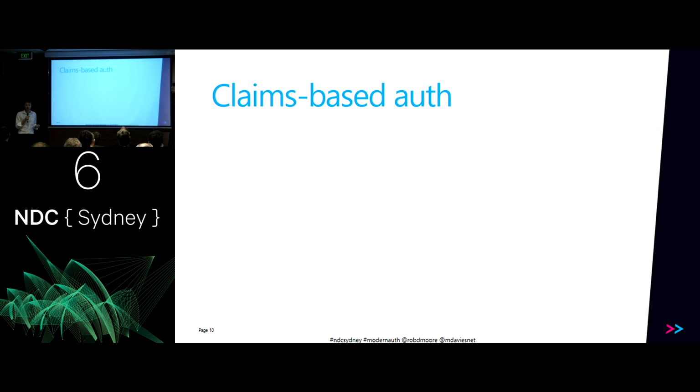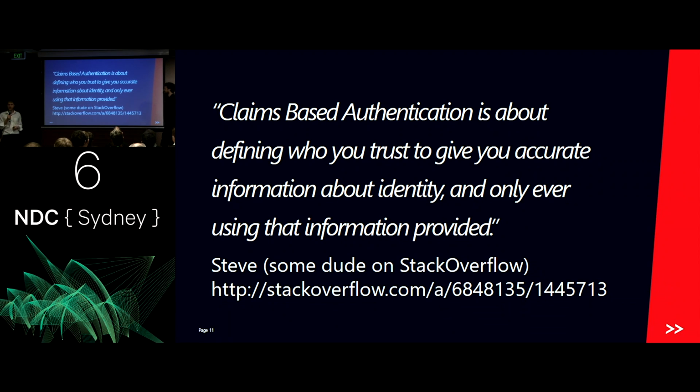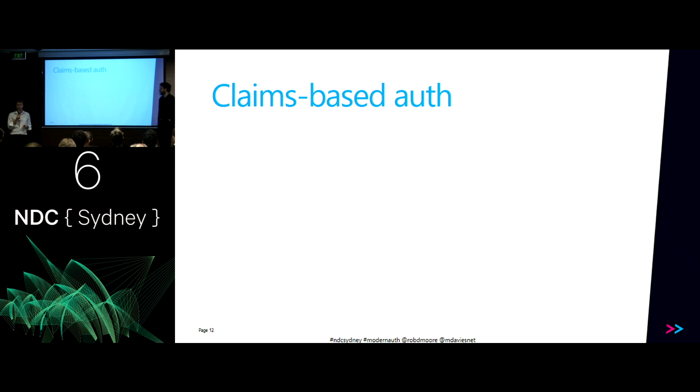And being developers, the first thing we turned to try to figure out what it was is, of course, Stack Overflow. Now, this is pretty much the simplest definition we've been able to find on what claims-based auth is. This guy says claims-based authentication is about defining who you trust to give you accurate information about identity and only ever using that information provided. But let's dive in a little bit deeper and try to explain it a bit better.